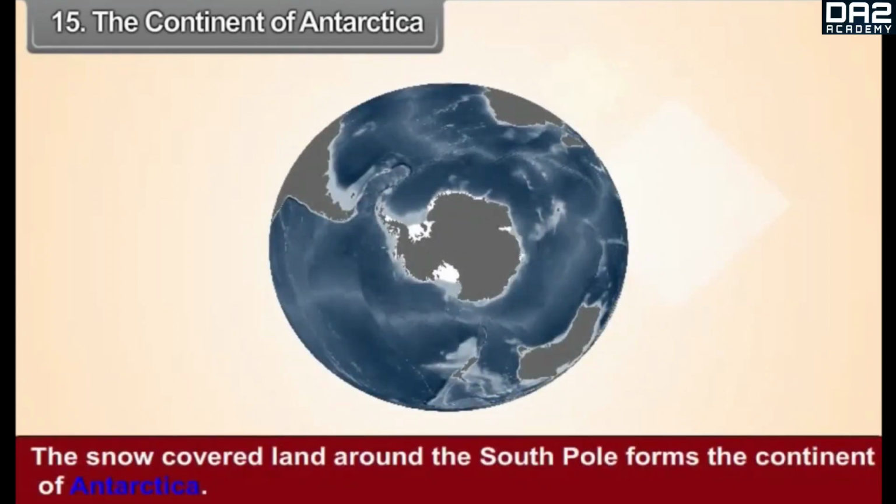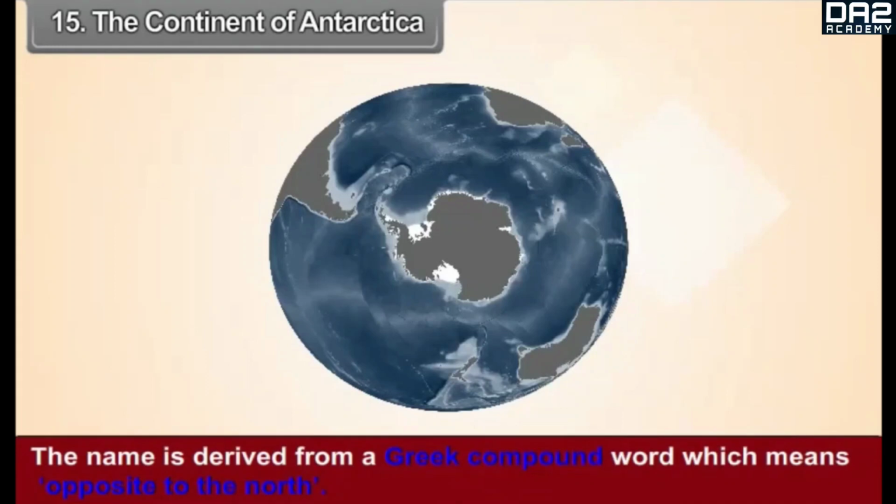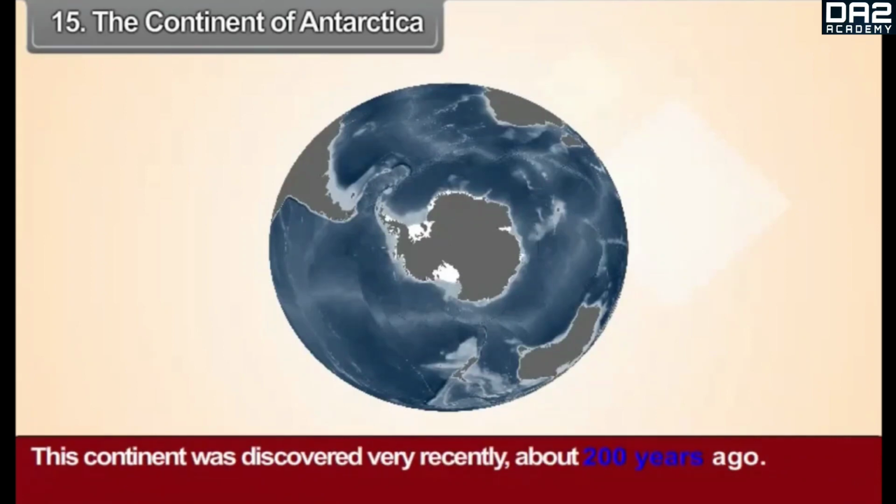The snow-covered land around the South Pole forms the continent of Antarctica. As this continent is located directly opposite to the Arctic Ocean around the North Pole, it is called the Antarctic. The name is derived from a Greek compound word which means opposite to the north. This continent was discovered very recently, about 200 years ago.